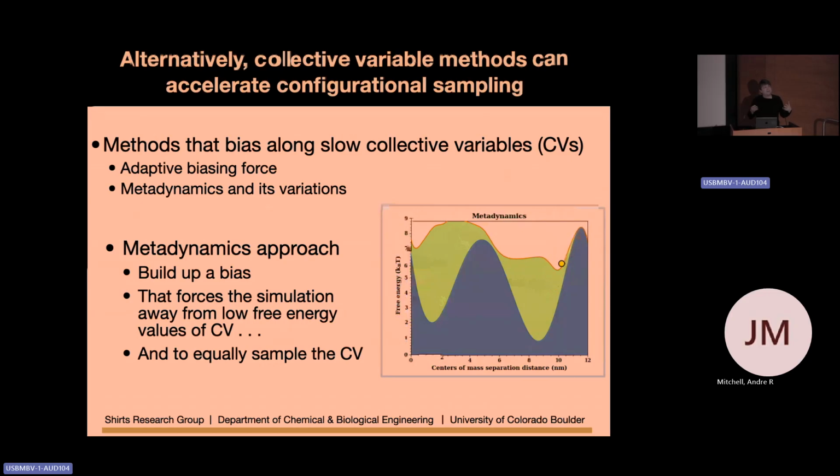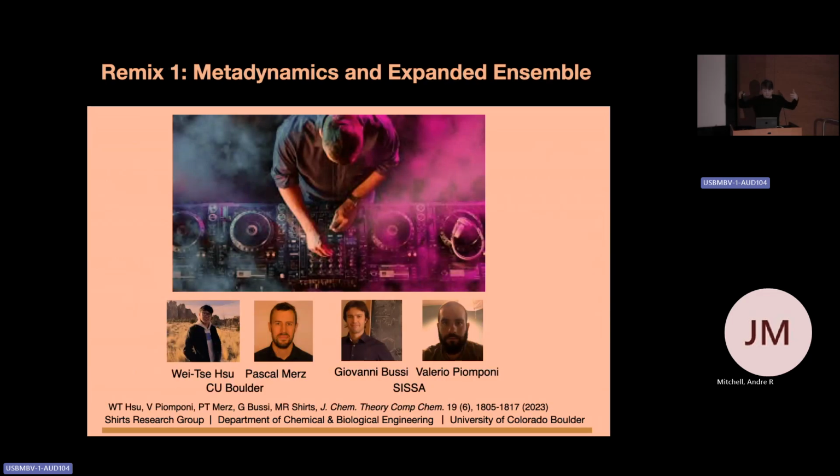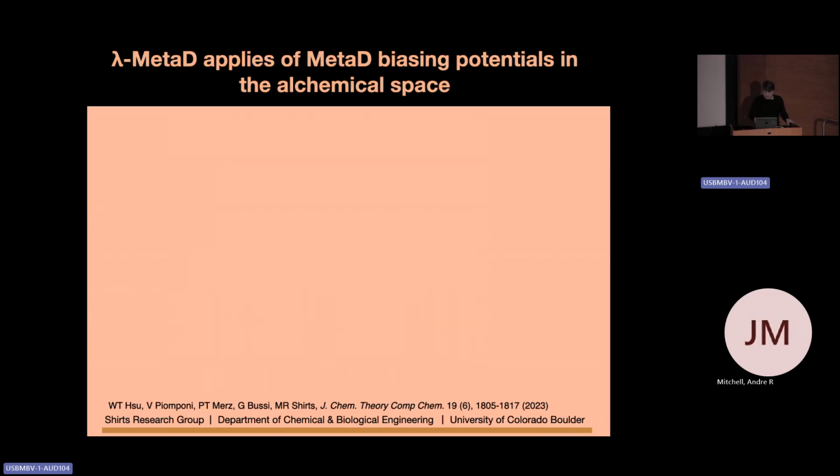We've talked about building up a bias in some variable to force even sampling. Well, we were just talking about this before. So remix one, bass drop now: metadynamics and expanded ensemble combined together. This is work we've done with Bussi's group, and Weitze, who did a lot of the work, is here in the audience somewhere, formerly in my group, now in Phil Bacon's group.